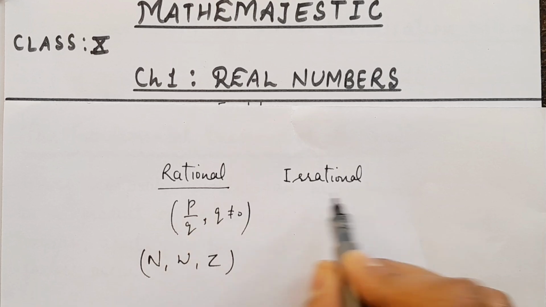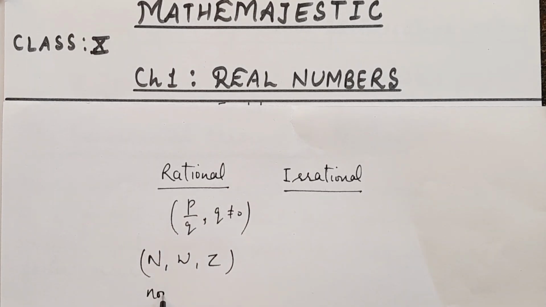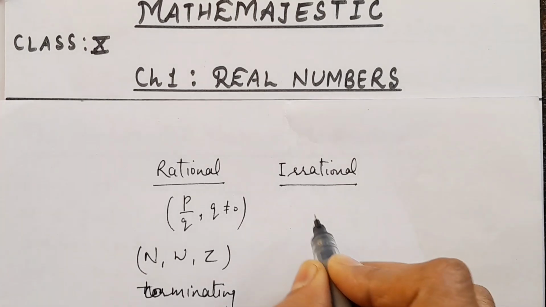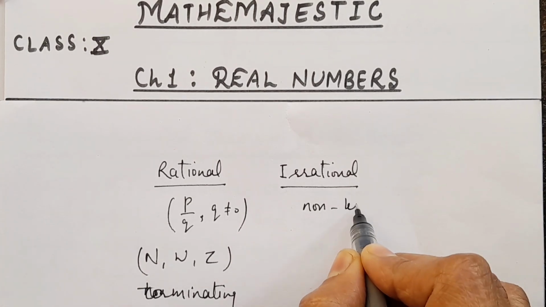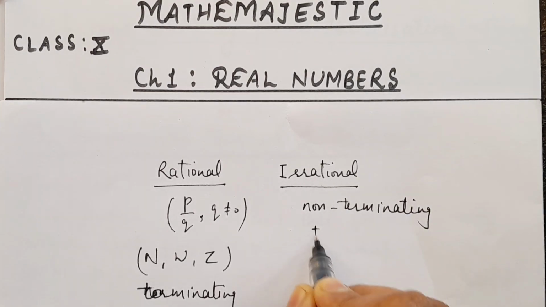And rational numbers, we read, are numbers that are terminating as well as non-terminating but repeating. These are called rational numbers. And irrational numbers are numbers which are non-terminating and non-repeating as well.